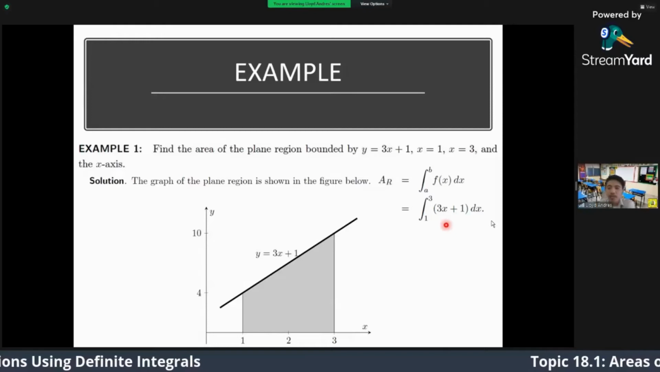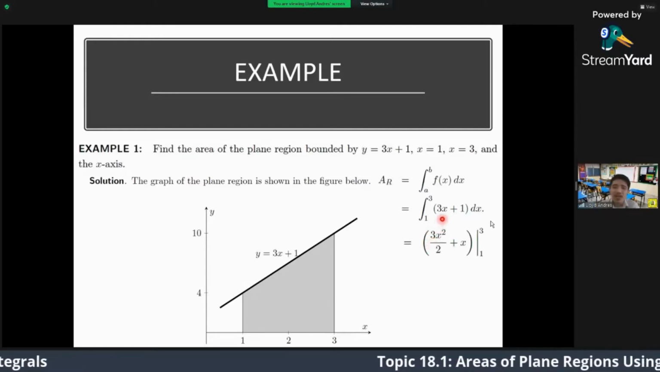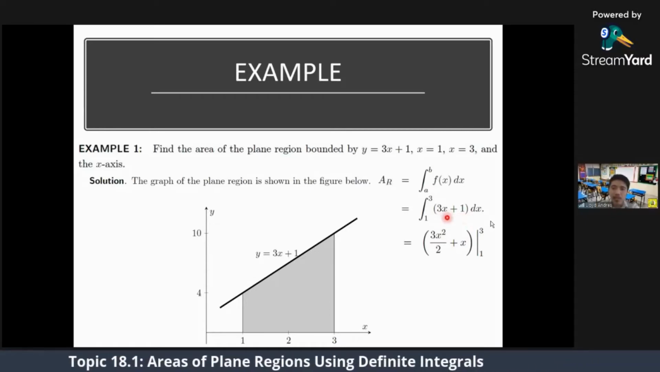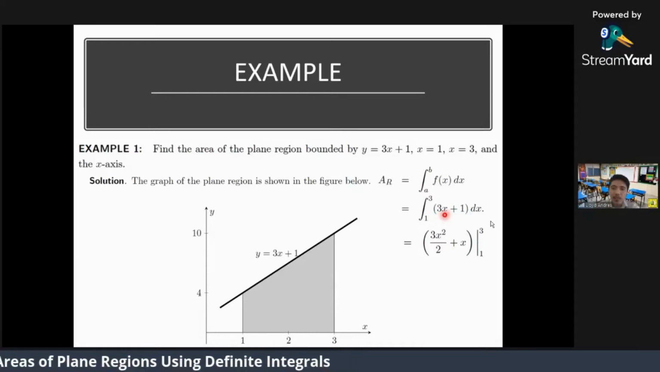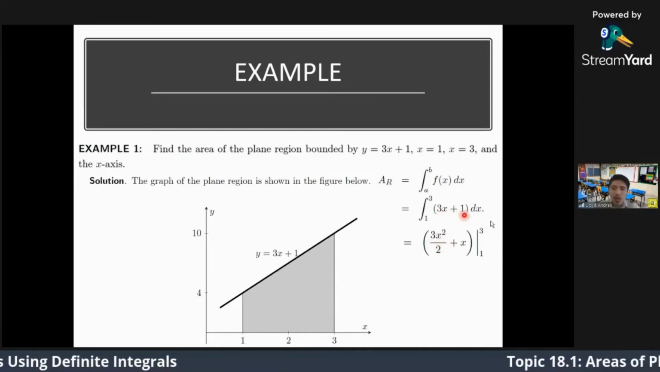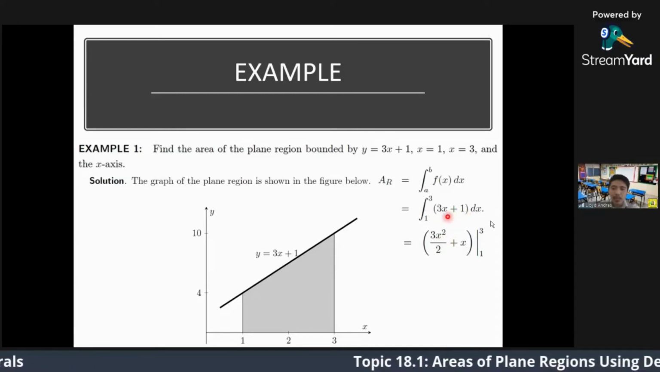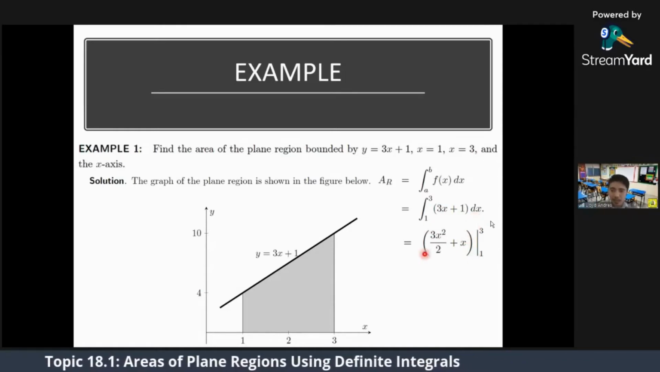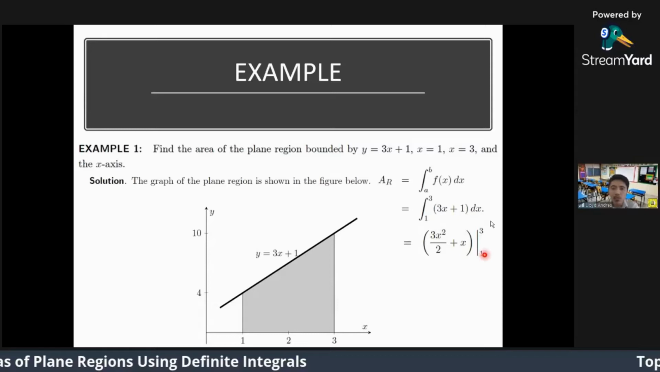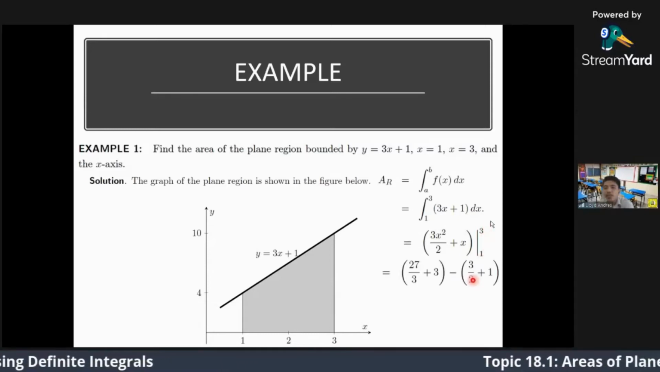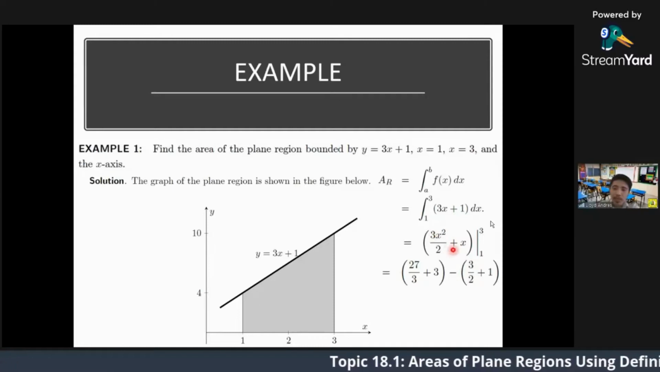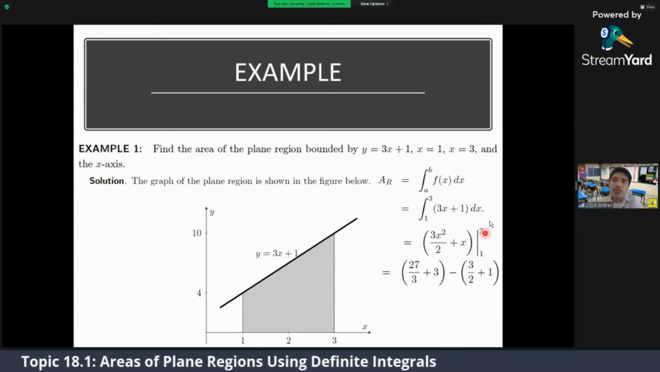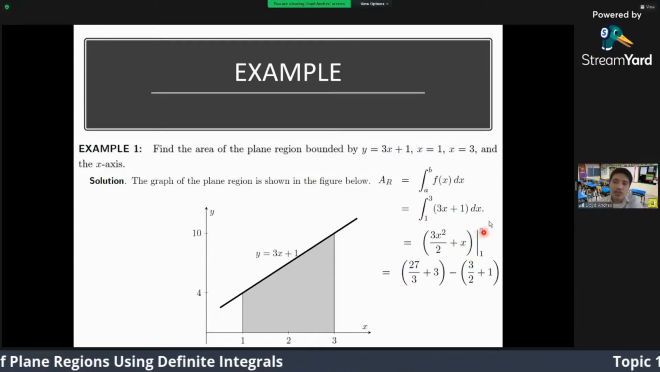Here, we can go directly to the fundamental theorem of calculus. No need for substitution. Using the fundamental theorem of calculus, 3x becomes 3x squared over 2, and 1 becomes x. That is the result of integrating 3x plus 1. Then we evaluate this antiderivative from 1 to 3. Continuing the process, we first substitute 3, the upper limit.